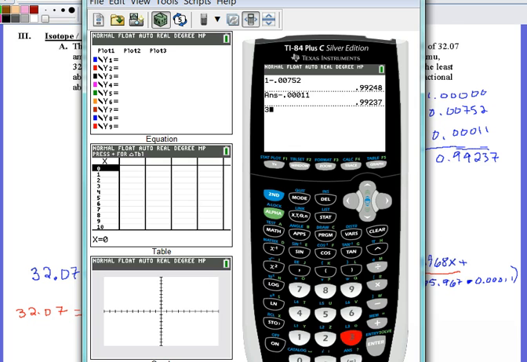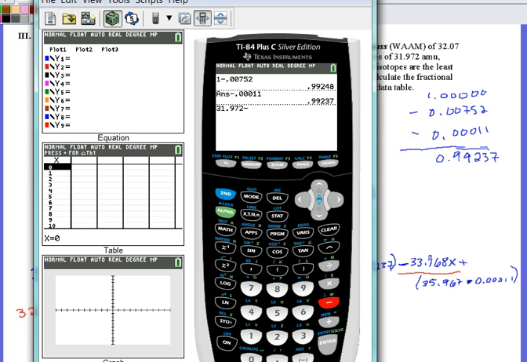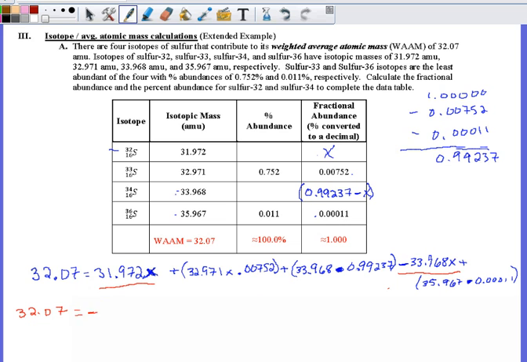So 31.972 minus 33.968, and I get negative 1.996. So negative 1.996x. Okay, now I'm going to do these components here.